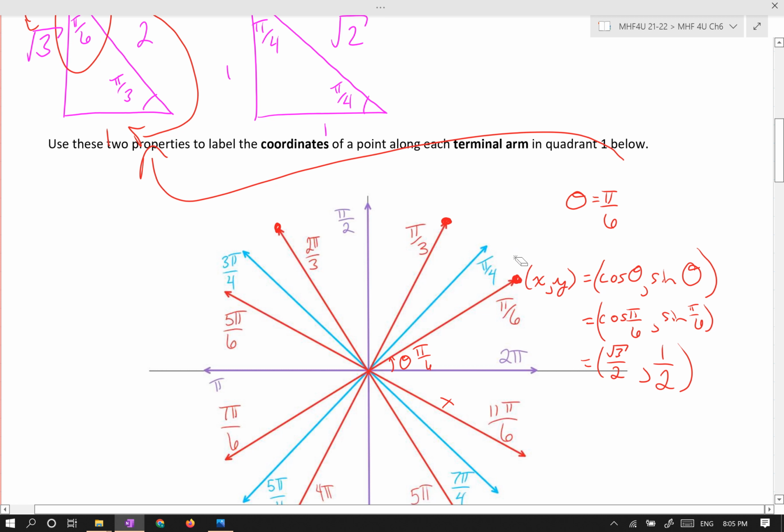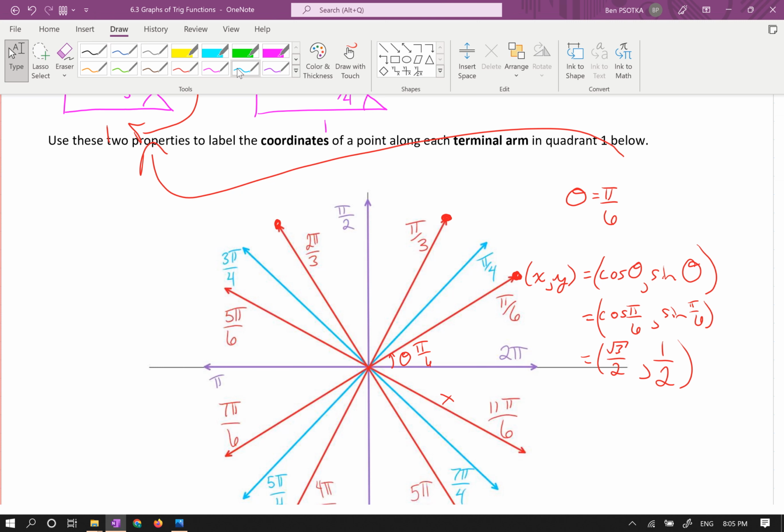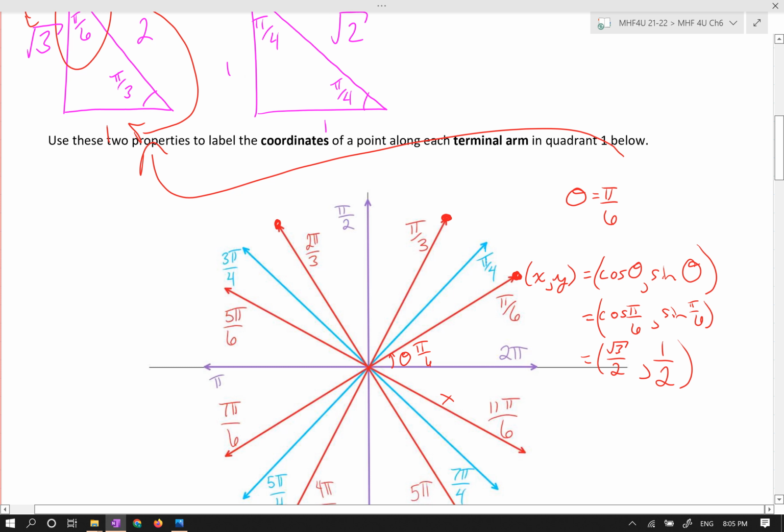Now, if you followed, fantastic. If not, then we'll practice the next couple together here. So we'll work with pi over 4 then. Now our triangle looks something like this. We have the right angle right here. Our theta is not pi over 6. This time our theta is pi over 4.